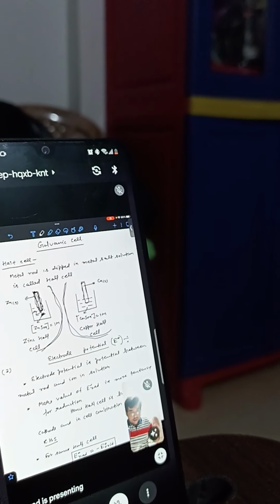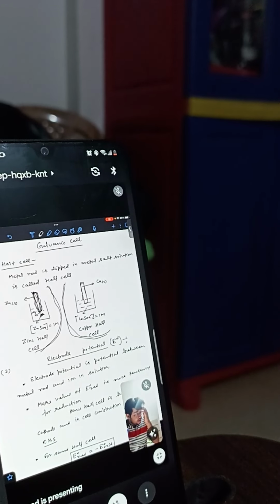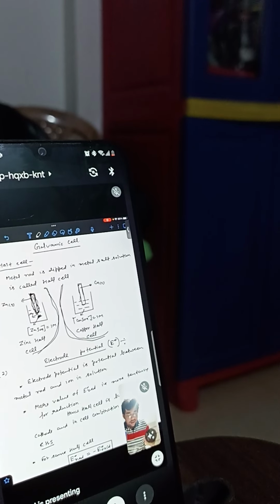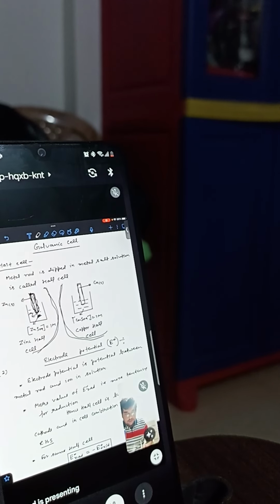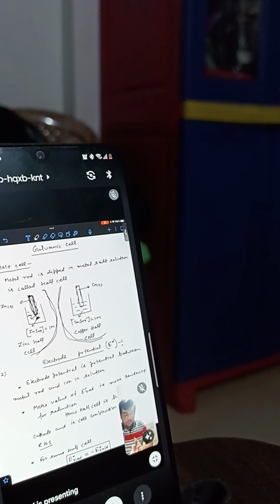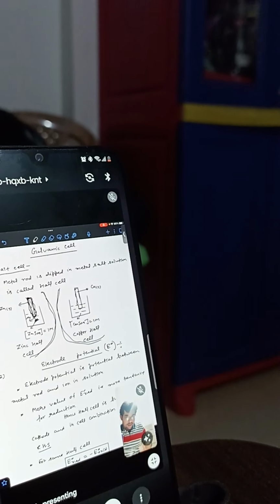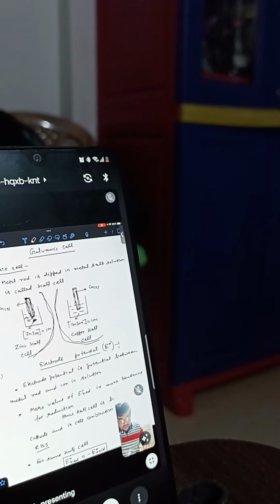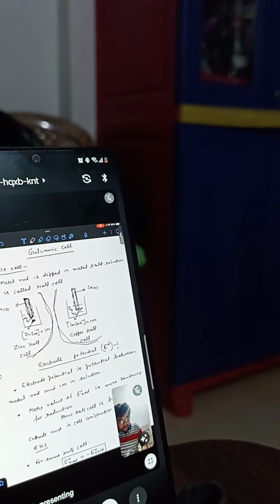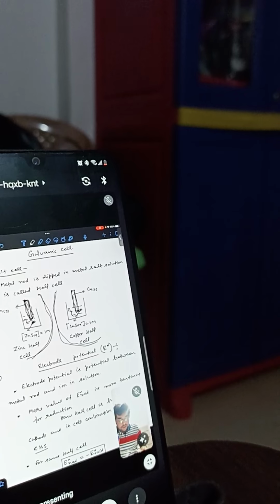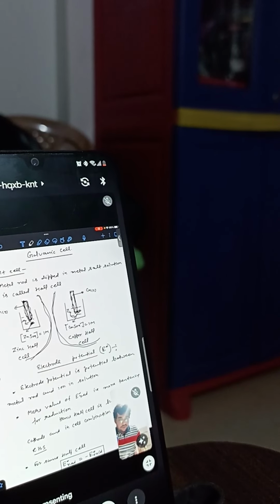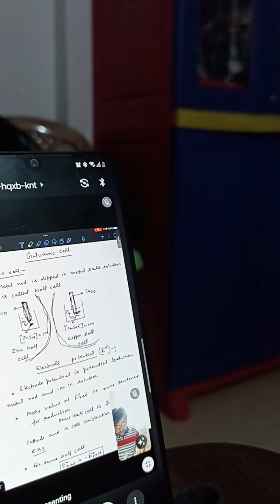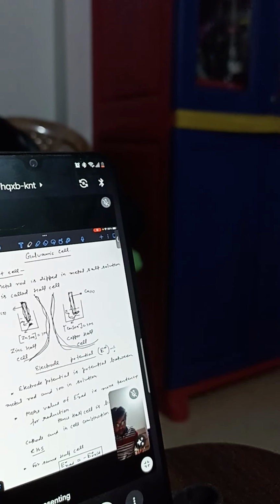In a non-standard case we have a different concentration. For that we use the Nernst equation, but we are not talking about all those things here. In the standard case the concentration of the zinc sulfate solution is 1 molar. In the same way, as another example, if we take copper as the solid, then the salt solution is copper sulfate. The metal rod is dipped in it, and here again the concentration of the copper sulfate solution is 1 molar. So this is the zinc half cell and this is the copper half cell.